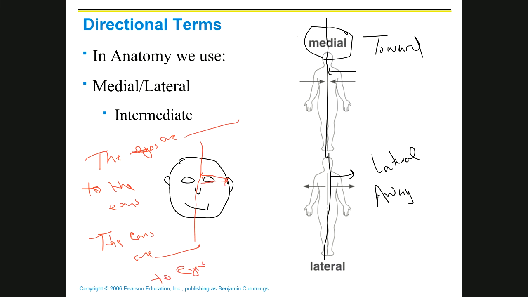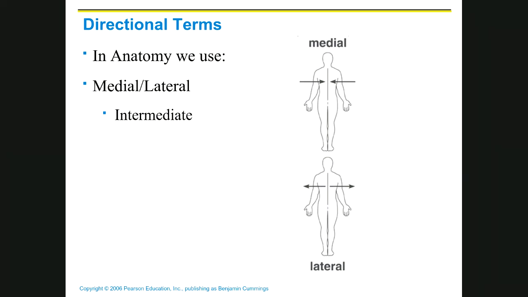So the eyes are medial to the ears. The ears are lateral to the eyes. Does that make sense to everyone? So think about a few other things that you could say that with.